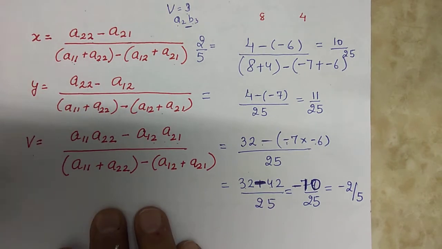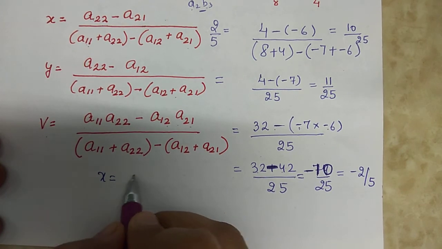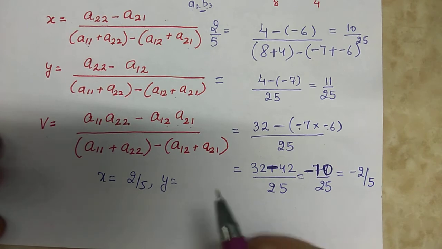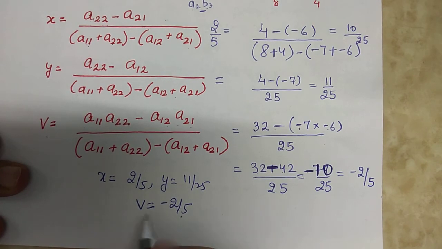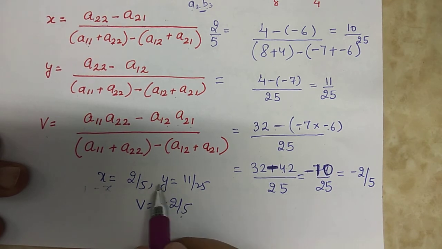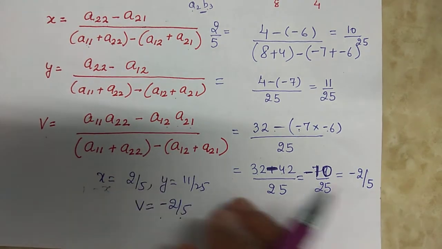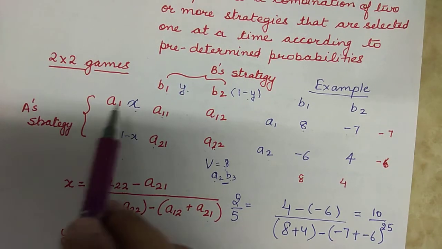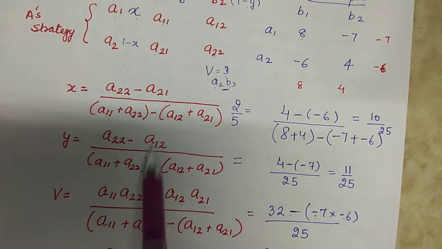So now we get the answers. The value of X is 10 by 25 or 2 by 5. The value of Y is 11 by 25 and the value of the game is minus 2 by 5. Minus 2 by 5 means the game yields negative returns to player A. Similarly, we can calculate 1 minus X and 1 minus Y with the help of these values. So 1 minus 2 by 5 will be 1 minus X. It gives us the probability of how A will choose A1 and A2. So this is one way of calculating with the help of formulas.